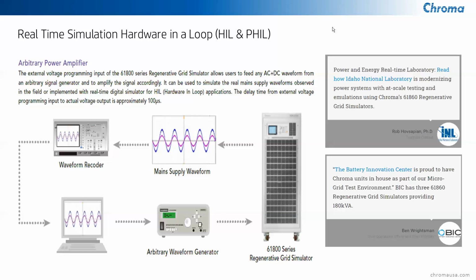Two great customers we have, who have been kind enough to let us use this information, are the Idaho National Laboratory, which even has a nice white paper out there that talks about what they're doing, and another lab, the Battery Innovation Center. They are also using our 61860. A great group of people in both of those. We have some of the best customers around, so we appreciate them.